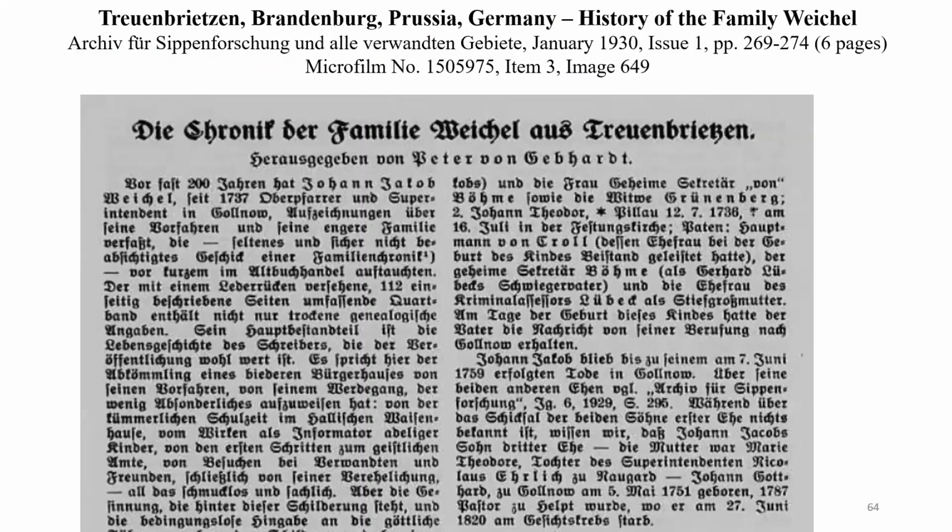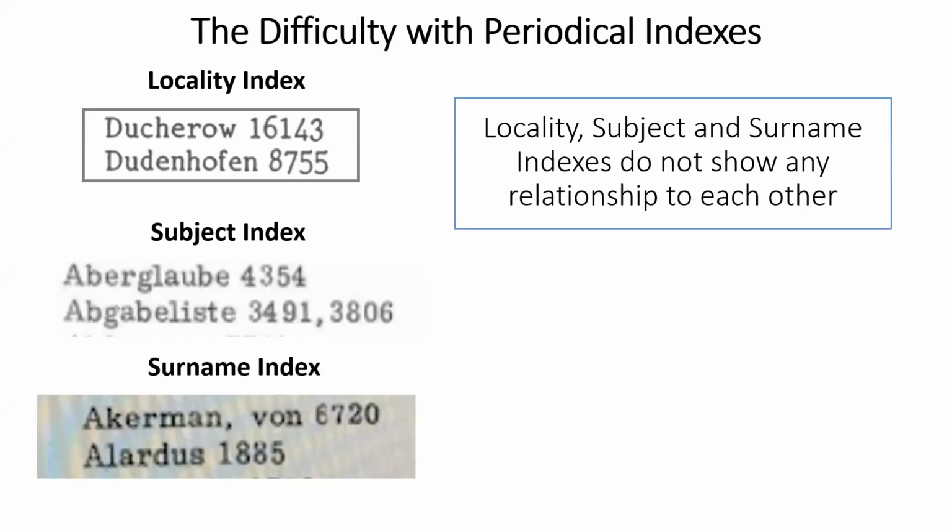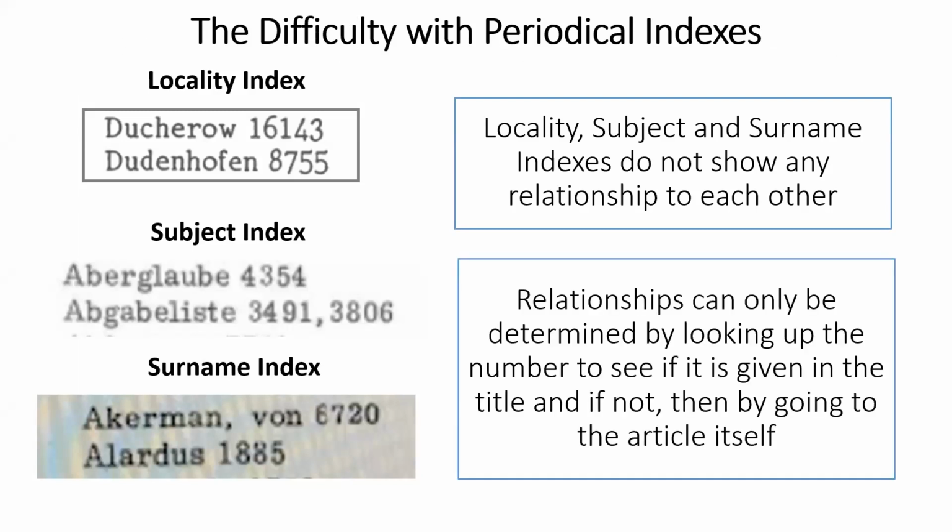I want to go back to the family history of the Weichel family to explain a couple of problems that exist with the locality, subject, and surnames indexes in Der Schlüssel. When you look up a place in the locality index, it doesn't tell you what subject or surnames are listed for it. And when you look up a subject or surname, it doesn't tell you the localities where it's found. The only way to find out this information is by looking up the article for each number.